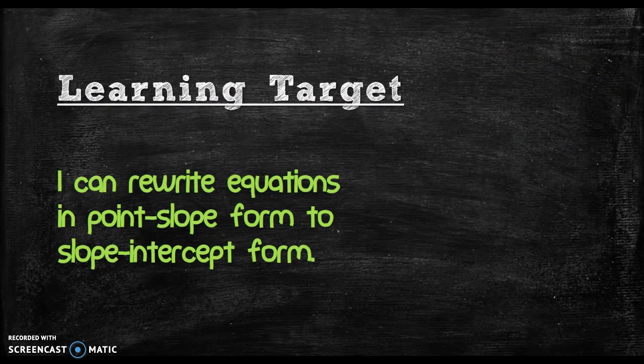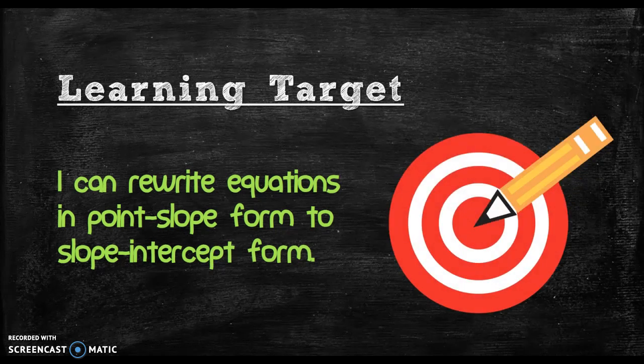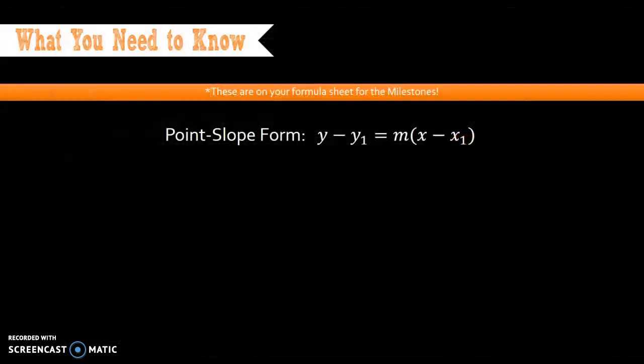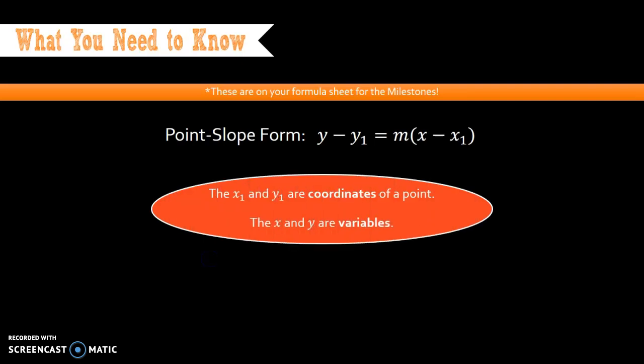Let's rewrite equations in point-slope form into slope-intercept form. Point-slope form looks like this, and again, this is on your formula sheet for the Milestones EOC test. In point-slope form, the big thing to remember is that the notation just looks really silly. The x with the 1 in the floor and the y with the 1 in the floor are the coordinates of your point. The plain y and the plain x are your variables.